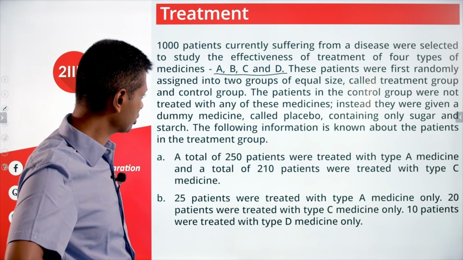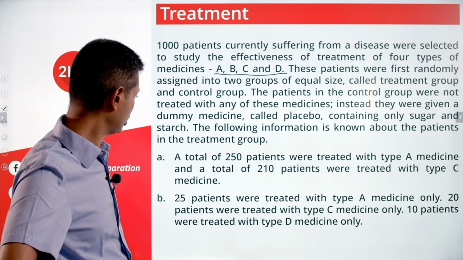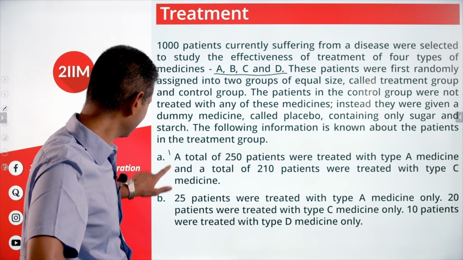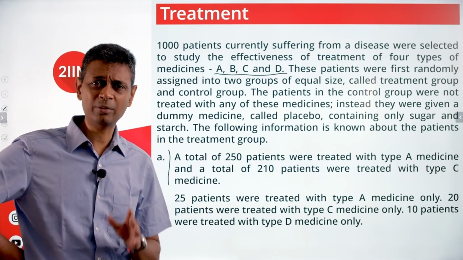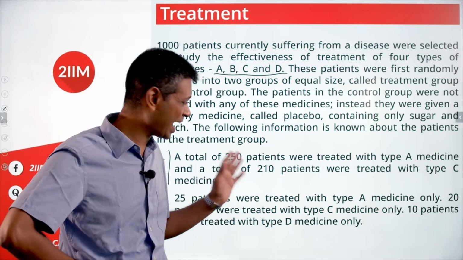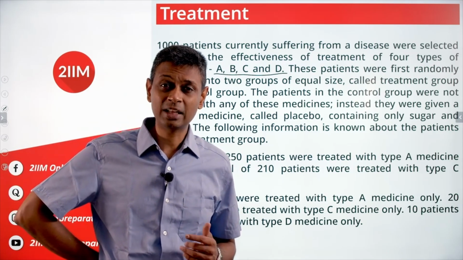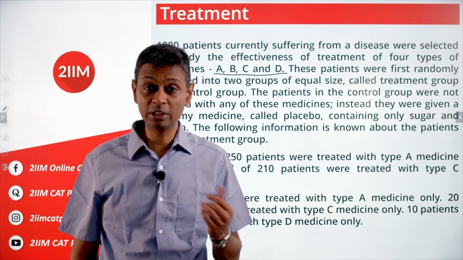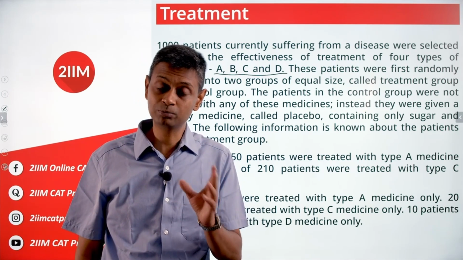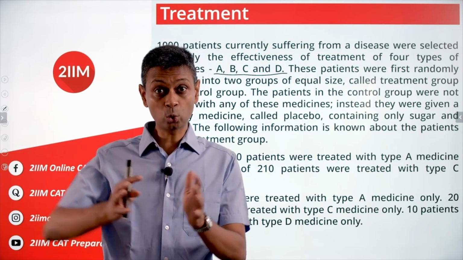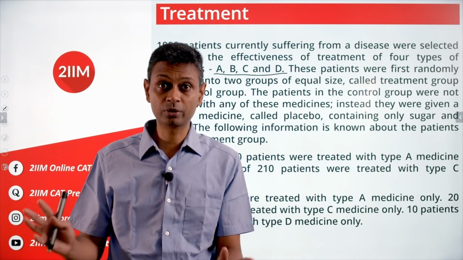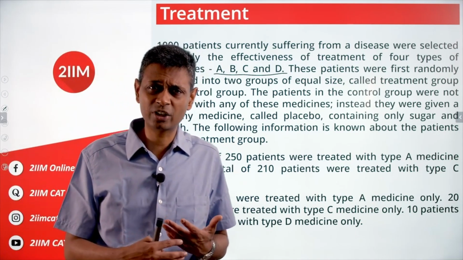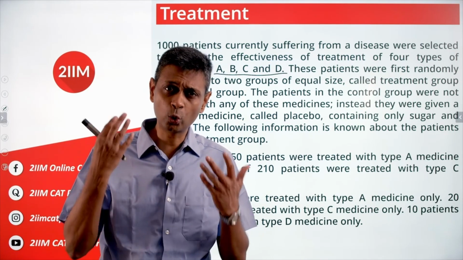A total of 250 patients were assigned with type A medicine and a total of 210 were treated with type C medicine. The moment I read this, I know that type A, type C, these two, they just add these numbers, it's 460. That means it looks like we're going to have a bunch of people who have been given A and C, B and C, A, B, C, B, C, D, etc., etc. There's not a total adding up to 500 with 4 groups. So which means you're looking at set theory. When there is an A intersection B, B intersection C, all of that is going to be there.